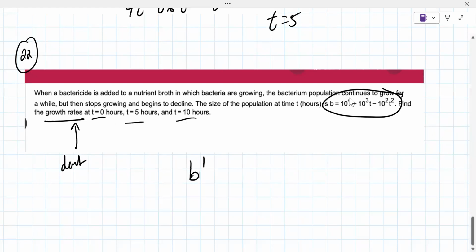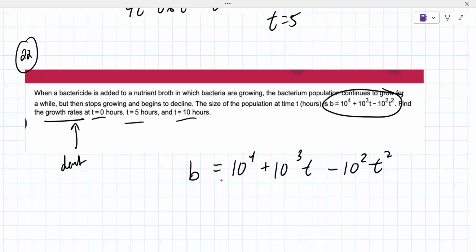Now, it looks kind of awkward. 10 to the fourth is a number, 10 to the cubed is a number, and 10 squared is a number. So try not to overthink it here. Actually, let me just rewrite it here. Try not to overthink it, because the derivative of a constant is 0. It's power rule, even though maybe it looks like something else. Could you take the derivative of this for us, please?